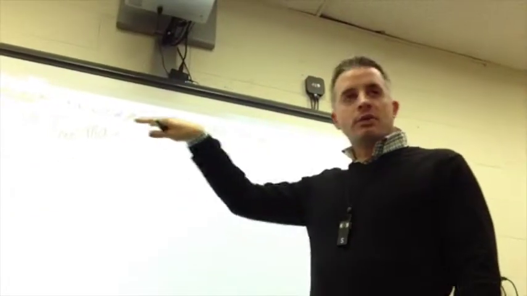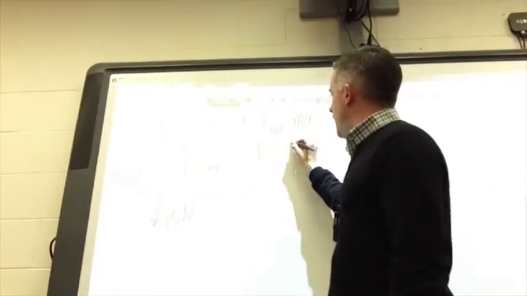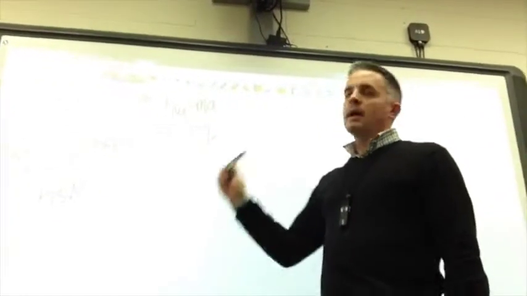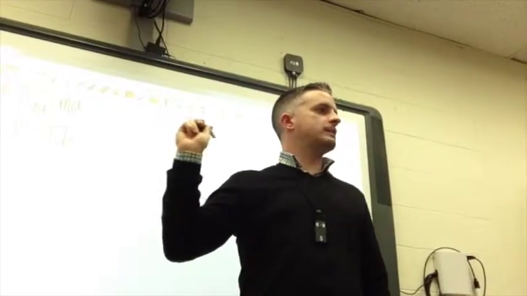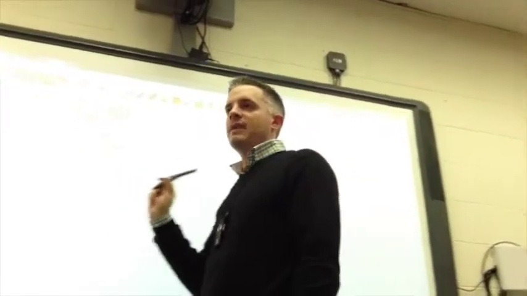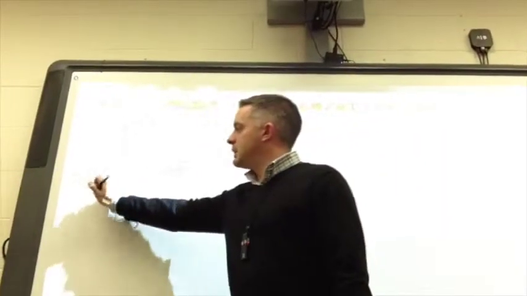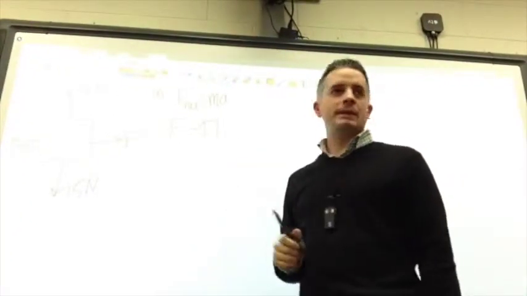And because F is in the x direction, that's where I'm going to start. All I do is write down the forces that are in the x direction. So I have F and I have 17. F points in the positive x direction, so I'm going to leave it as just F. 17 points in the negative x direction, so I'm going to make that 17 negative. So it becomes F minus 17.